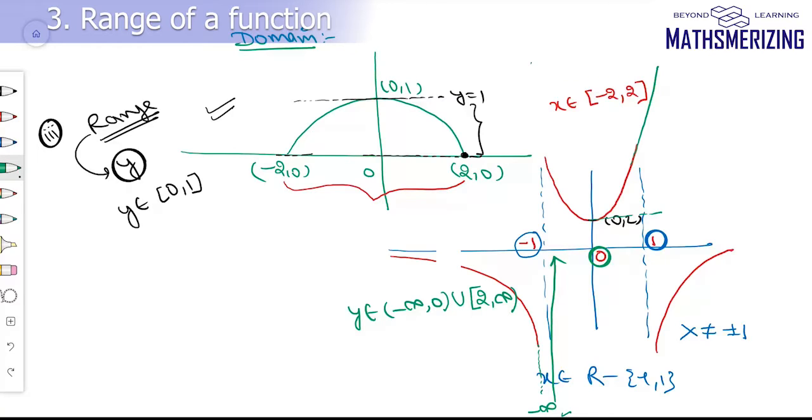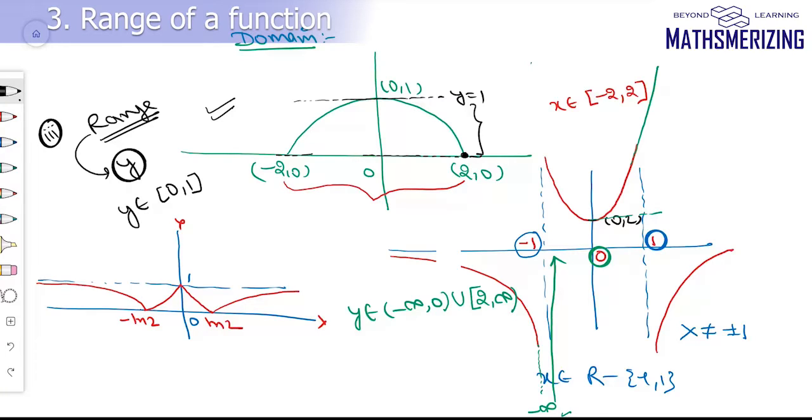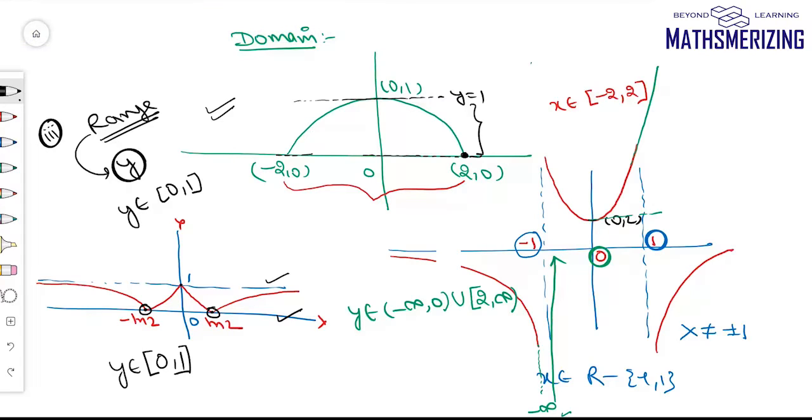So what about this one? Now, when I look at this function, this entire graph lies between this line and y equals to 1. So basically, it takes all the values between 0 and 1. So range of this function is y belongs to 0 to 1. Now, it's actually taking the value 0 at both plus and minus log 2. So I'll include 0. And it's also taking the value 1 at 0. So range of this function will be from 0 to 1, both included.